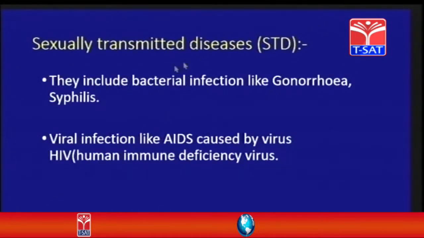Sexually transmitted diseases. Children, sexually transmitted diseases means the diseases which are transmitted to another person during sexual intercourse, and these include bacterial infections like gonorrhea and syphilis, and viral infections like AIDS, which is caused by the virus HIV. The full form of HIV is Human Immunodeficiency Virus.